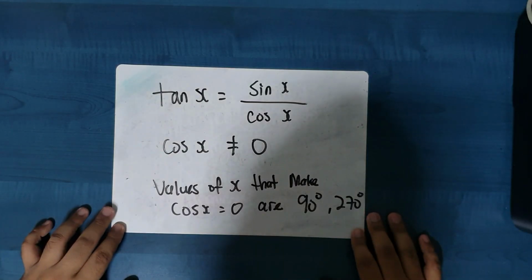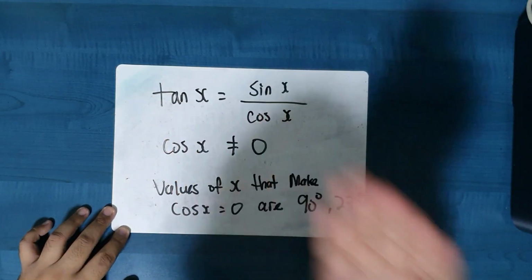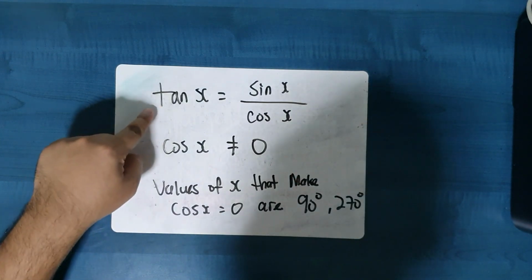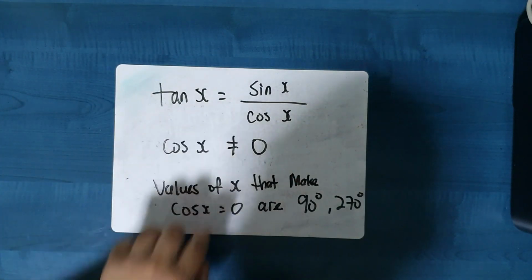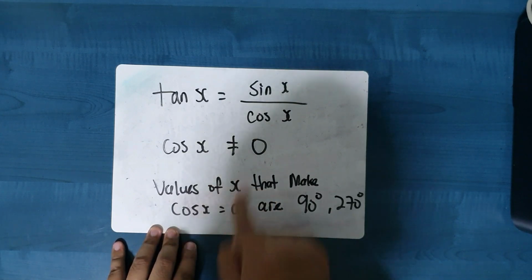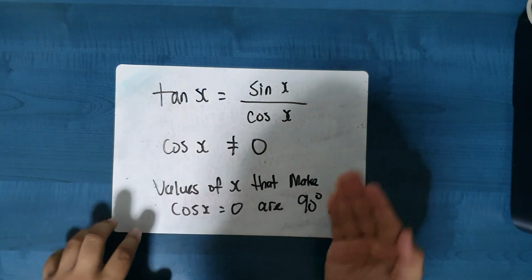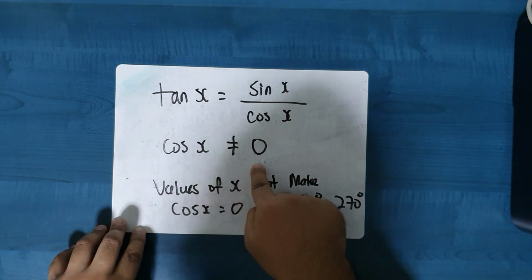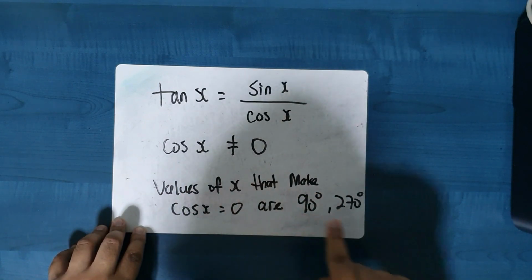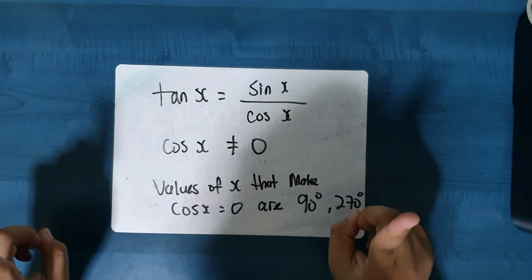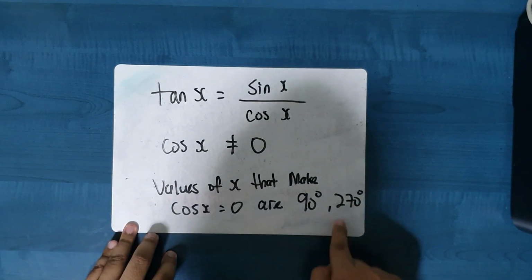So in summary, tangent x is defined by sine x over cosine x. For tangent x to have values, the denominator, which is cosine x, cannot be 0. And the values of x that make cosine x equal to 0 are 90, 270, and so on and so forth. But let us just focus on these two values first.